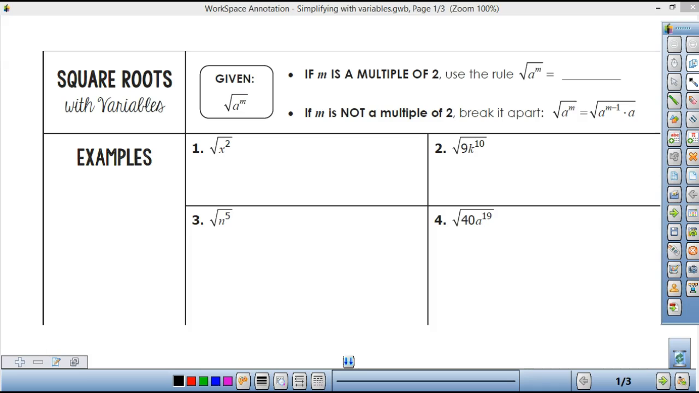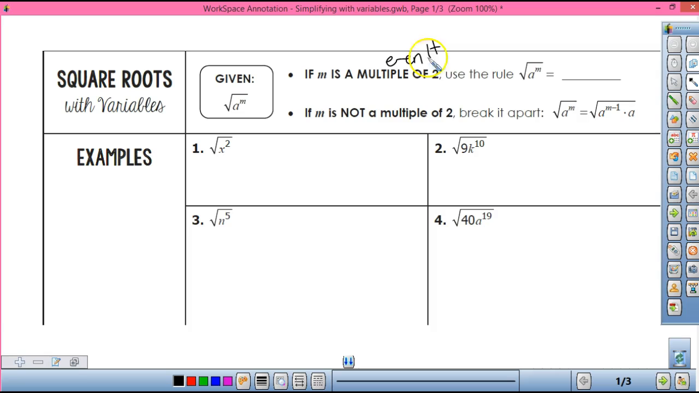A lot of times we're simplifying radicals with just numbers underneath, right? Now we're going to add variables. It's going to be fun. So if m is a multiple of 2, and when it says multiple of 2, that also means an even number.